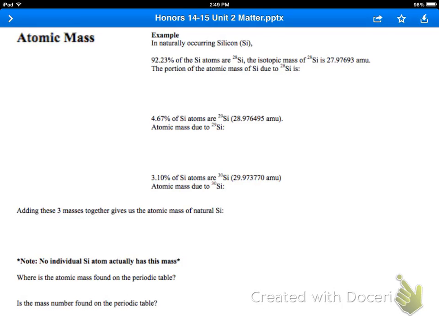So what happens with elements is they come in different isotopes, and you can calculate what's called the atomic mass by taking a weighted average of the natural isotopes of an element. So I'll show you how to do that.